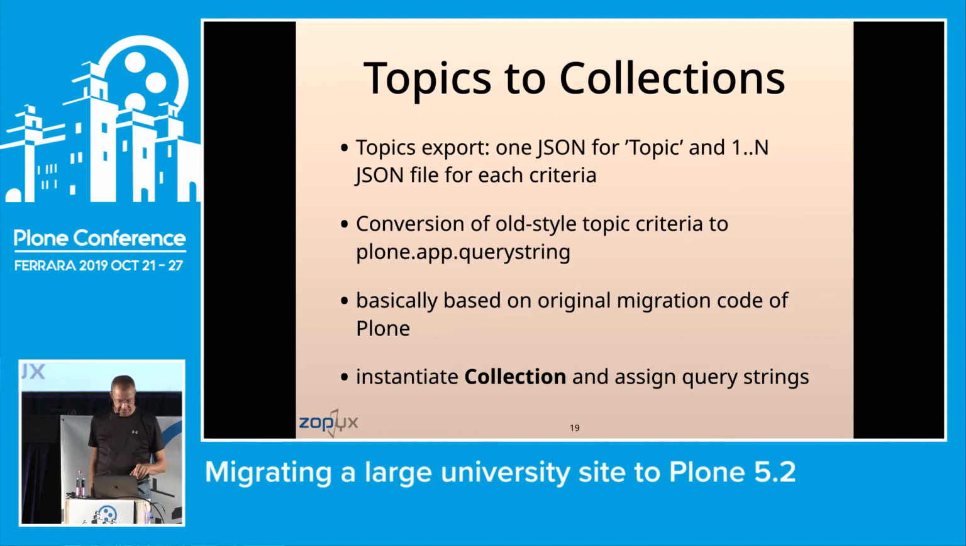Another more complex migration topic is migration to collections. Basically the same as with form folders, except that the code is stolen from the plone.app.contenttypes migration code. It picks up all JSON files for the criteria and then generates this magic query string for collections. And that's it for topics to collections.